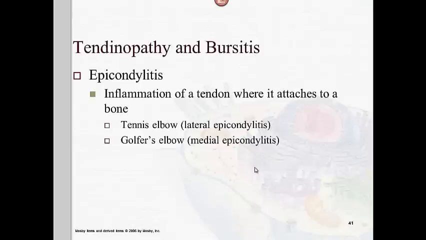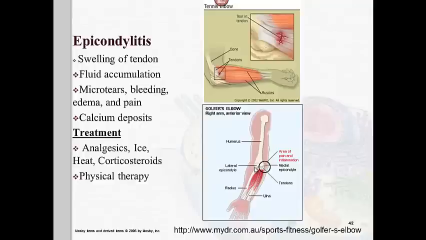Provocative testing: there is pain along the common extensor tendon when the fingers are extended against resistance and the elbow is held straight. It's basically a diagnosis, and you're going to see that in health assessment. The treatment again, rest, ice, NSAIDs, stretching. And basically medial epicondylitis is more or less the same thing.